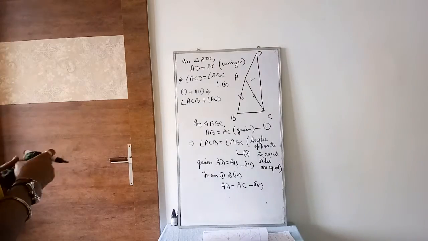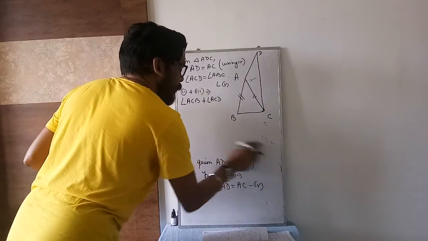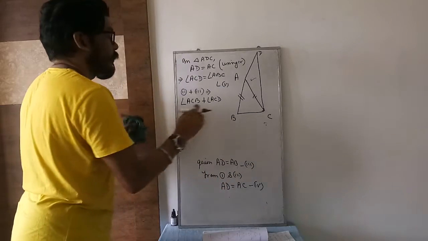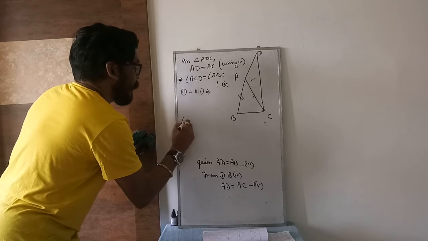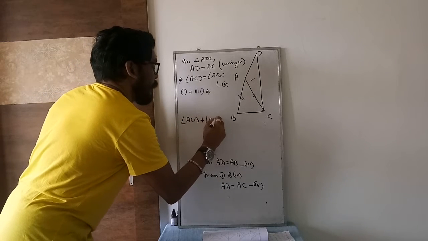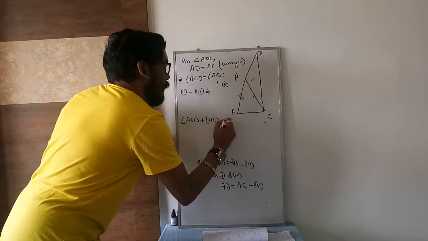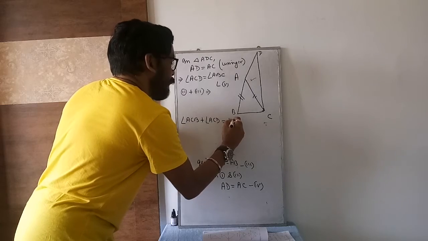I rub this part. You can take the screenshot. Okay, you can take the screenshot of this. So I write this line below. So angle ACB plus angle ACD equal to angle ABC.